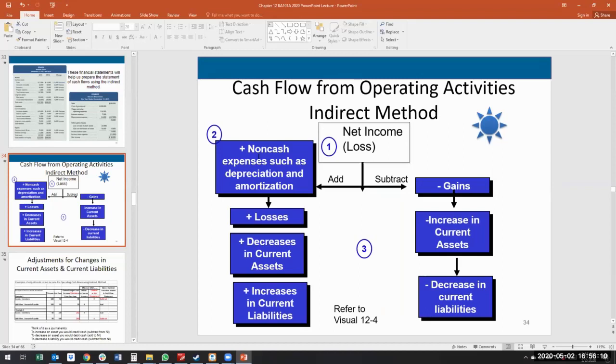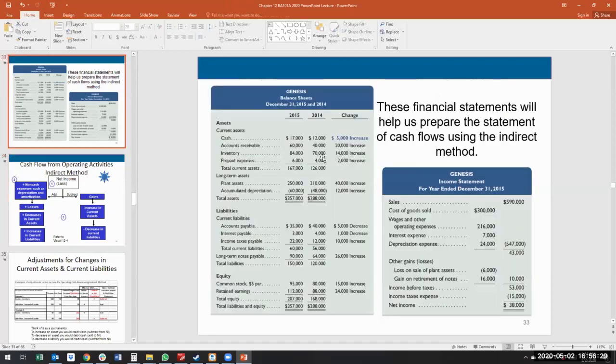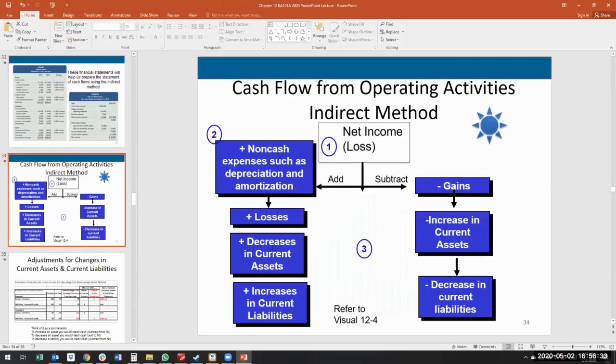Depreciation expenses, debit depreciation, credit accumulated depreciation. There's no cash related to that, so we're going to add it back to our income in our operating activities. But then for things like losses, same thing, decreases in current assets. If assets decrease, right? So if we reduced our inventory, it means we sold it. So that would increase our cash flow.